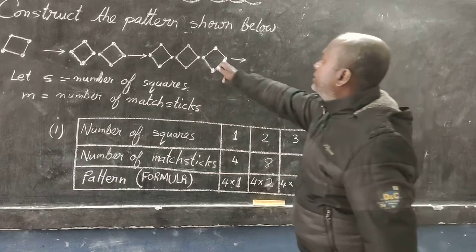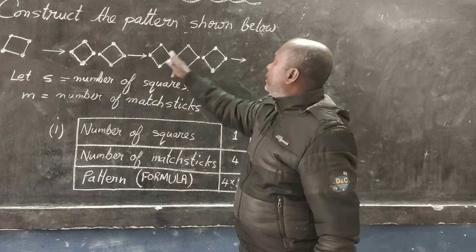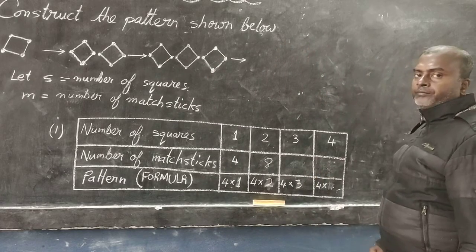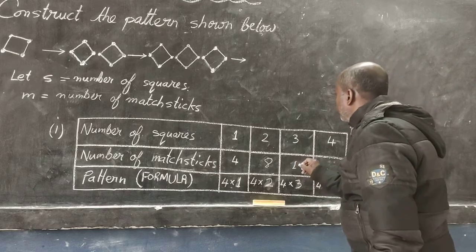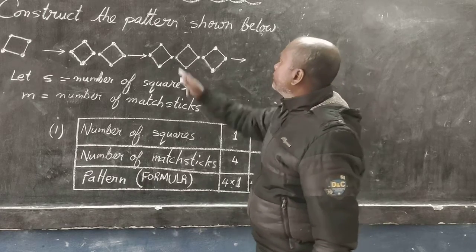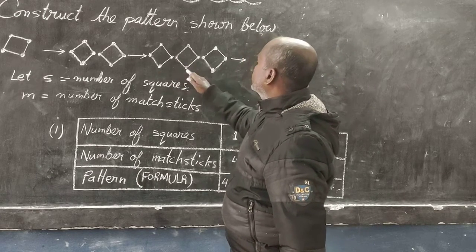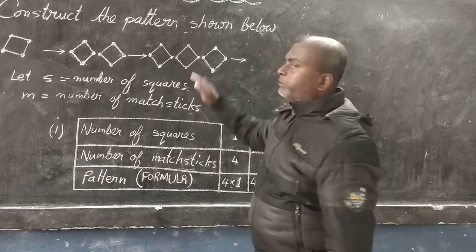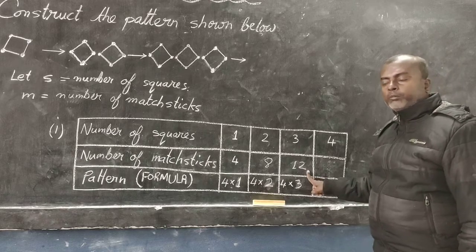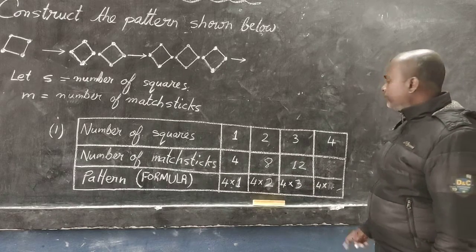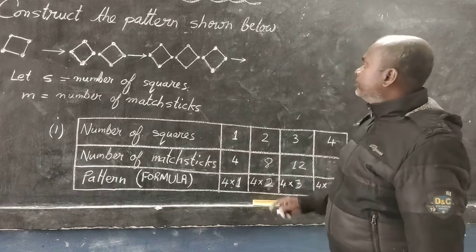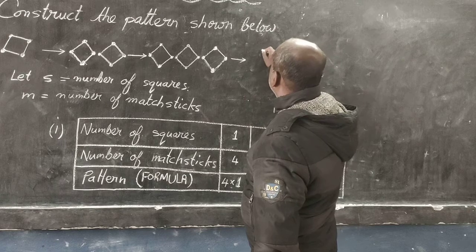Similarly, for the next diagram here, how many squares do you have? 3 squares. So, let me put 4 into 3. 4 into 3 is 12. So that means 12 matchsticks will be there in this. Let's count. 1, 2, 3, 4, 5, 6, 7, 8, 9, 10, 11, 12. Yes, we have 12 matchsticks. So you can find out by pattern also. Now the next case is actually not drawn. The arrow is given. So let me draw it and show you.